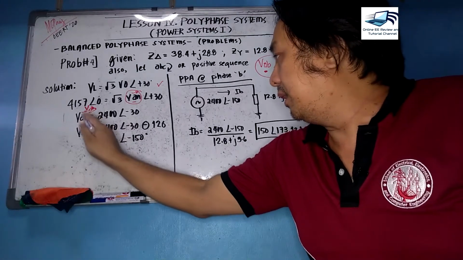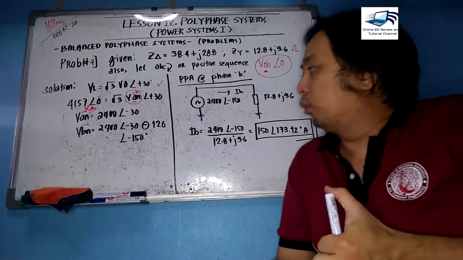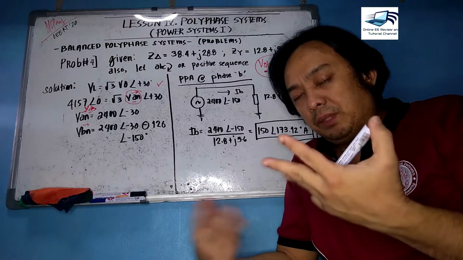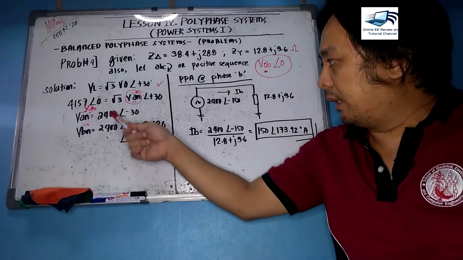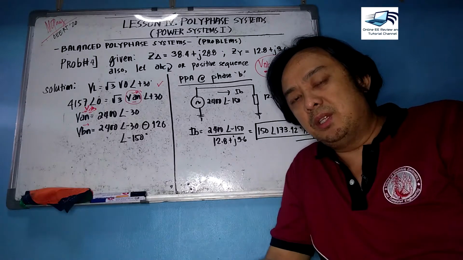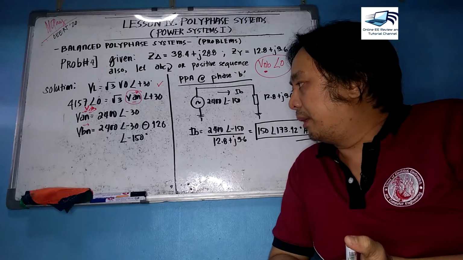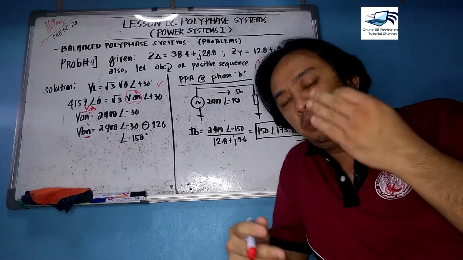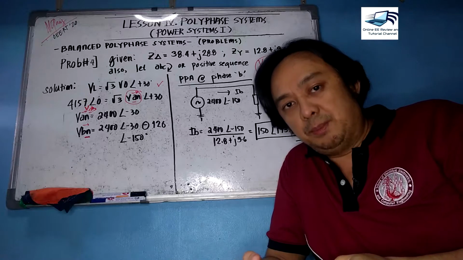So considering again the value of VAN, it will become 2,400 angle negative 30. And if you want to get the voltage at B, you can do so by having 2,400, but it lags by 120 degrees. We have discussed this from the previous lesson. And thus, the answer is 2,400 angle negative 150. Why do we need to get VB? Because we need to get IB, and thus we can have a per phase basis on phase B.